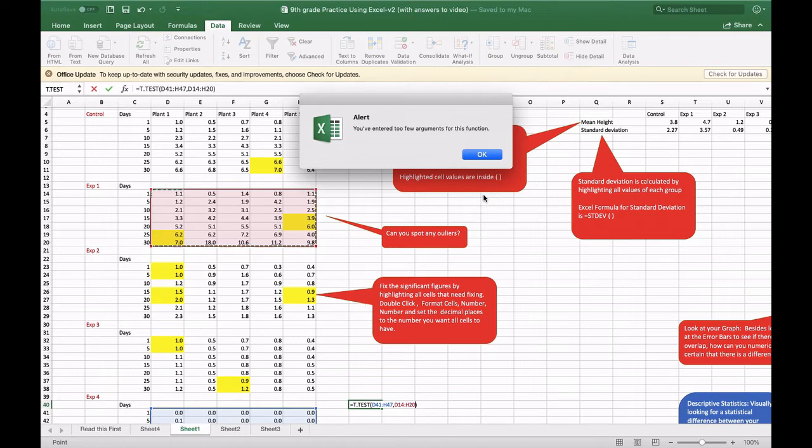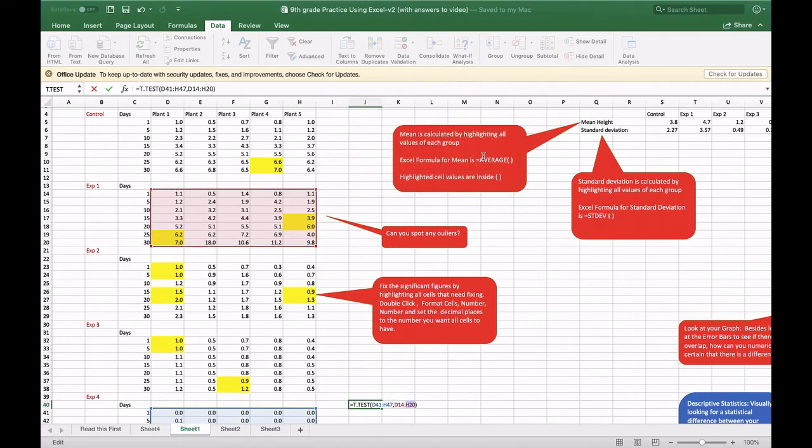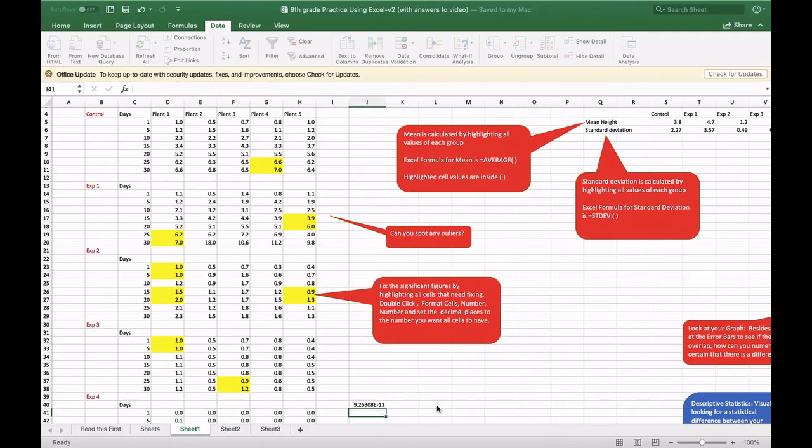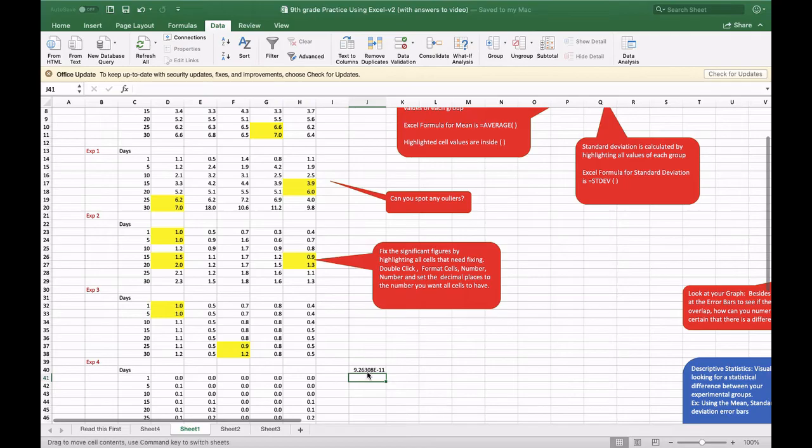Oh, sorry. I'm not going to enter yet because I also need to do comma 2, which is my two-tailed test. I'm doing a two-tailed t-test. And that tells me that my p-value for a t-test is very, very small. It's 9.26 times 10 to the negative 11. That is very small, okay?